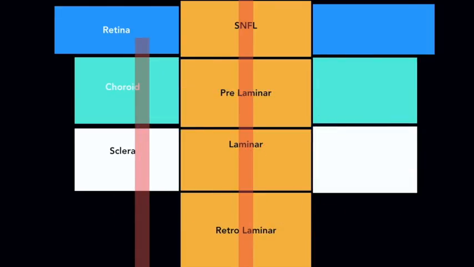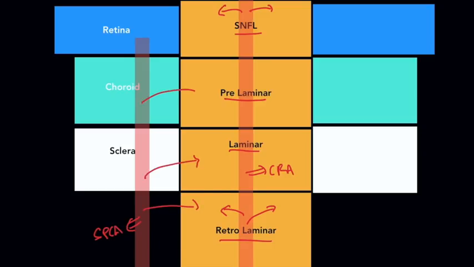Okay. Now, this is a very important schematic diagram to show the same. Now, we have the surface nerve fiber layer, the prelaminar, laminar, and the retrolaminar. This is the central retinal artery which is going through the optic nerve, and this is the short posterior ciliary artery sending its branches to sclera, choroid, and retina. Now, as I just mentioned, the central retinal artery is going to give its branches in the retrolaminar areas and in the surface nerve fiber areas. Whereas the short posterior ciliary artery is going to give its branches to the laminar, to the retrolaminar, and to the prelaminar areas.